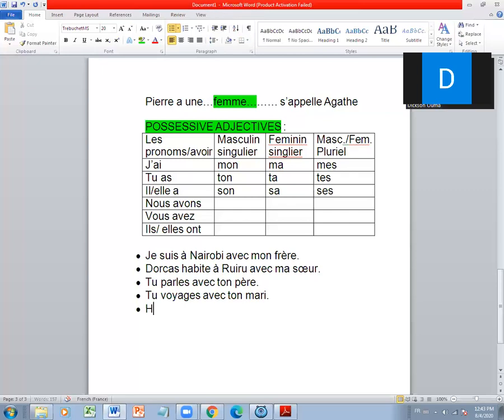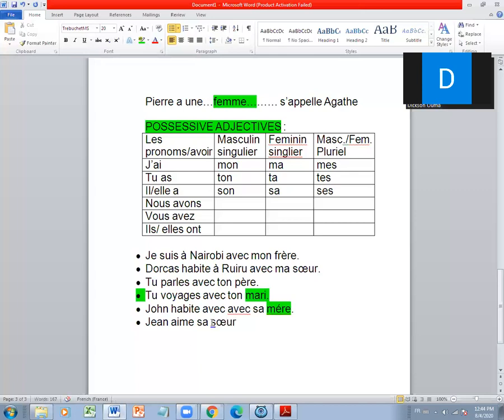Now, for example, I will say the same, get me right. So John habite, okay? John habite avec sa mère. Remember, what we are referring to here is the mère. Now, I want you to get the relationship here. Now, I will say Jean aime sa sœur.